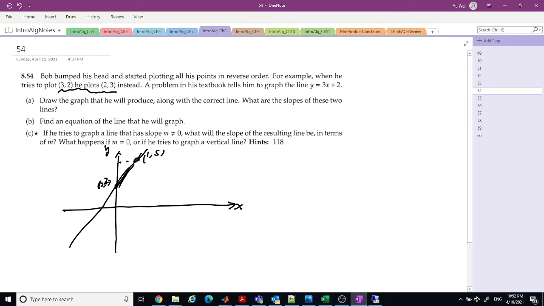So here is the line of his textbook. Now Bob always swaps, right? For this coordinate, Bob swaps to 2, 0. For this one, Bob swaps to 5 and 1. Remember when we talked about it, I think in number 50, this is the symmetry, right? The symmetry line is y equals x.